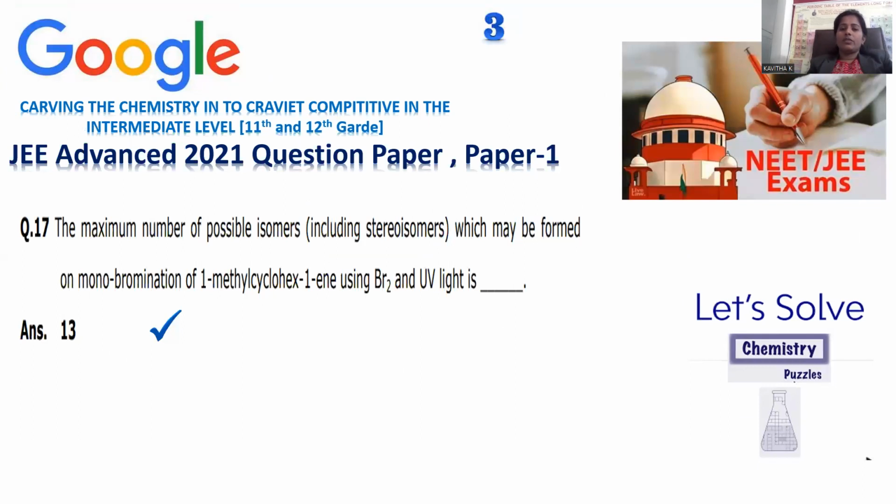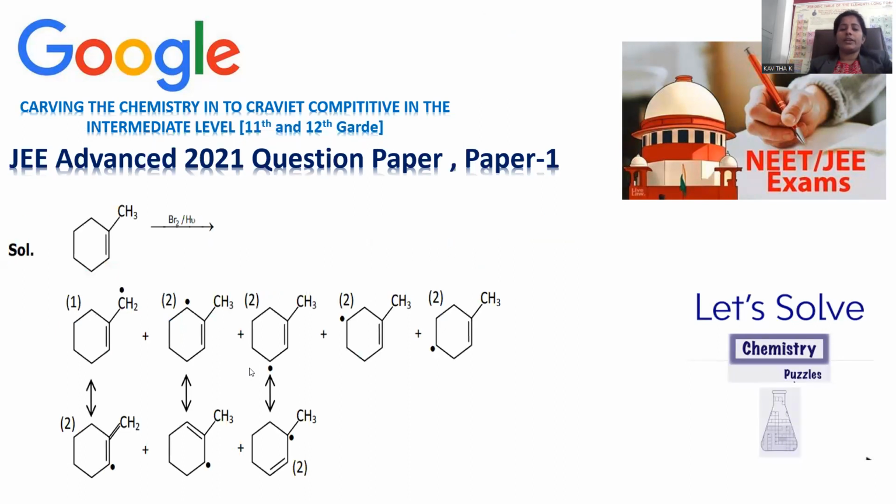Moving on to question number 3. Question number 3 is collected from the JEE Advanced 2021 question paper, paper 1. The maximum number of possible isomers, including stereoisomers, meaning enantiomers, diastereomers, and optical activity if there, which may be formed on monobromination of 1-methylcyclohexane using bromine under ultraviolet light. Being ultraviolet light, the reaction is photochemical in nature. Under light conditions, if you are performing any reaction, we can say it is a photochemical reaction, a photo-induced reaction as well.